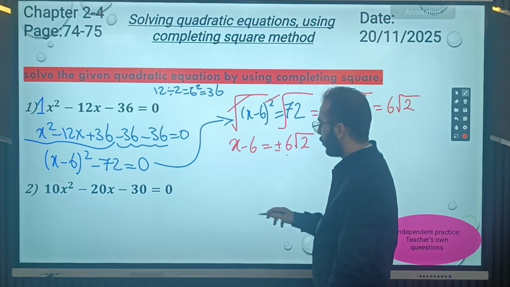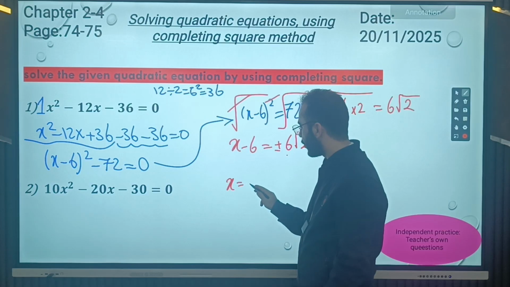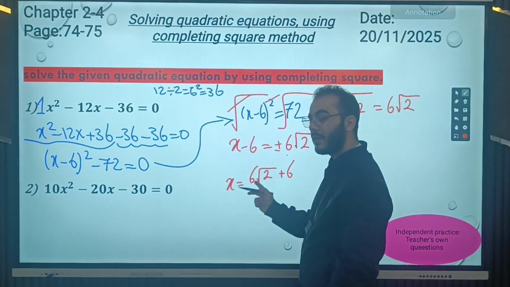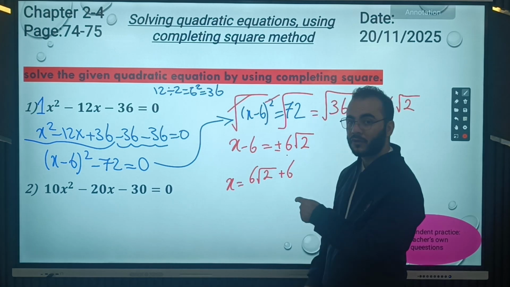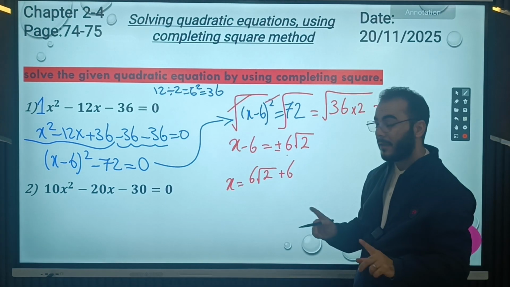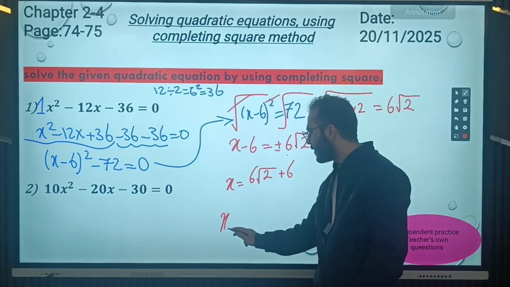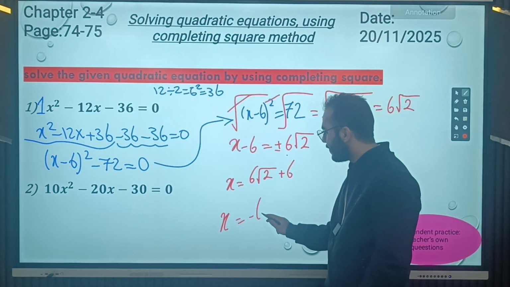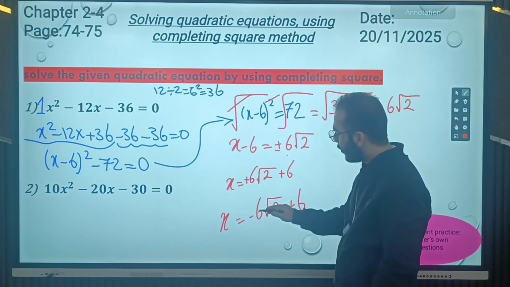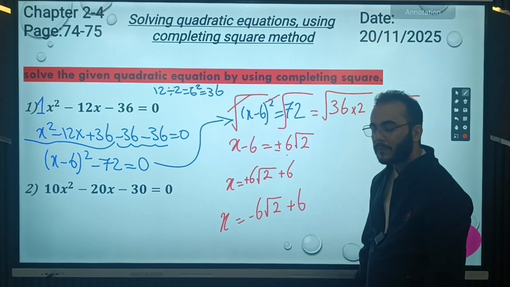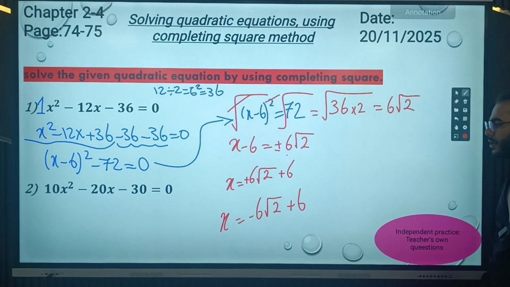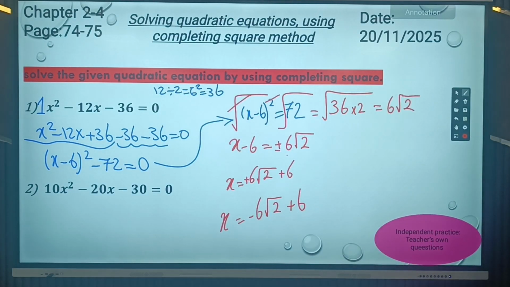One time you are going to say that x equals 6√2 + 6. You cannot add them. Don't say it's equal to 12√2. One of them is with a square root, the other one is just a number. So you cannot add them. They are not like terms. And the other, x equals -6√2 + 6. One time with positive, one time with negative. Since the square root of 2 is not perfect, these are the final answers, and we are going to stop there. Okay.